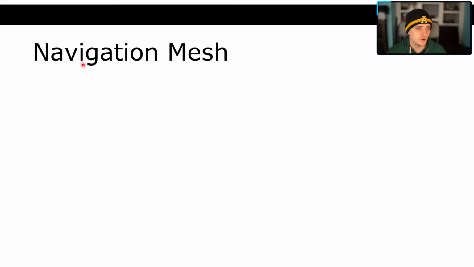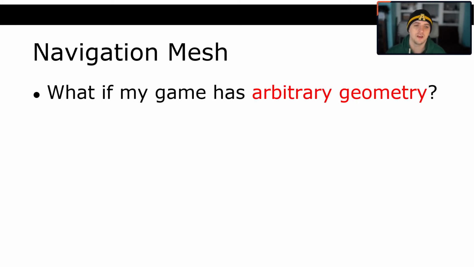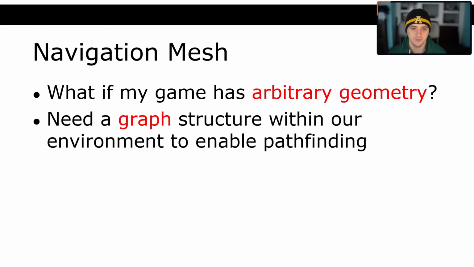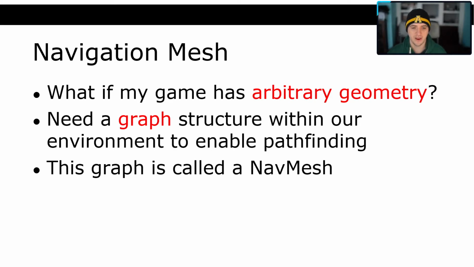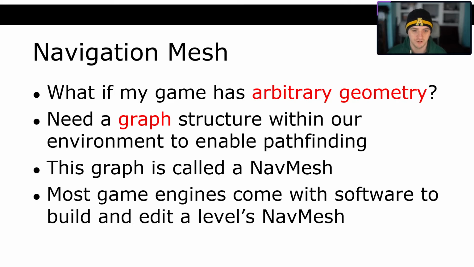Okay, some quick notes about navigation meshes and what they are, because I mentioned them already. But we will get into more detail about navigation meshes and about how they're computed in the future. So what if my game has completely arbitrary geometry? Then we need some sort of graph structure within our environment to enable pathfinding. And that graph typically is called a mesh or a navigation mesh in the game AI dictionary. And most game engines are going to come with software to build and edit a level's navigation mesh. So if you download Unity or Unreal Engine, you're going to have some way to edit the navigation mesh for your level. And I'll show some example screenshots of that.